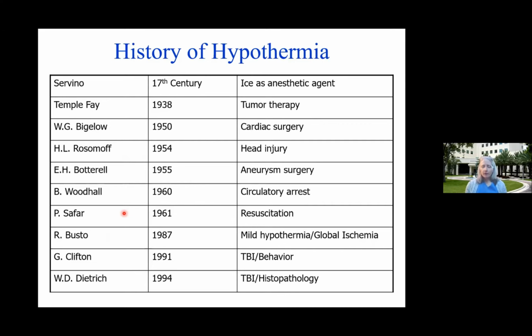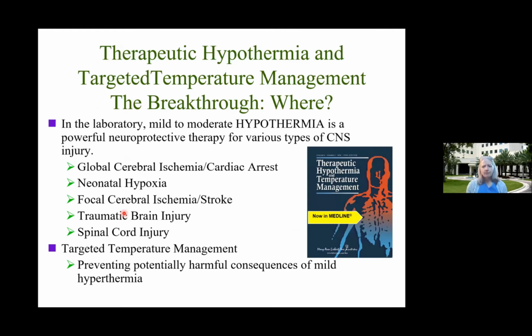So where did we have a breakthrough? Basically, a lot of work was done in the preclinical setting with the use of mild to moderate hypothermia in a variety of CNS injuries. Some of them are shown here: global cerebral ischemia, which mimics cardiac arrest, neonatal hypoxia, ischemic stroke, TBI, as well as SCI. And also, more recently, the use of targeted temperature management in order to prevent fevers in the ICU has been employed. And we now have a journal. The journal is going on its 11th year, actually. So we're very happy with this journal.